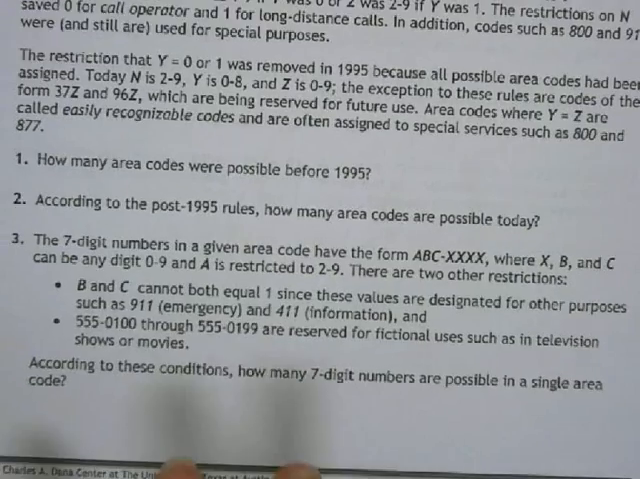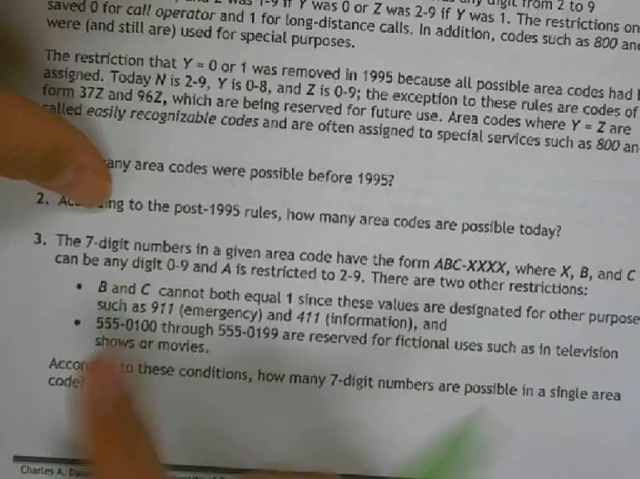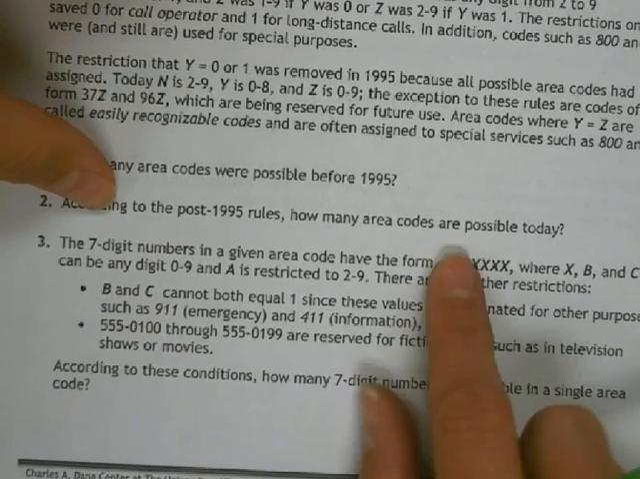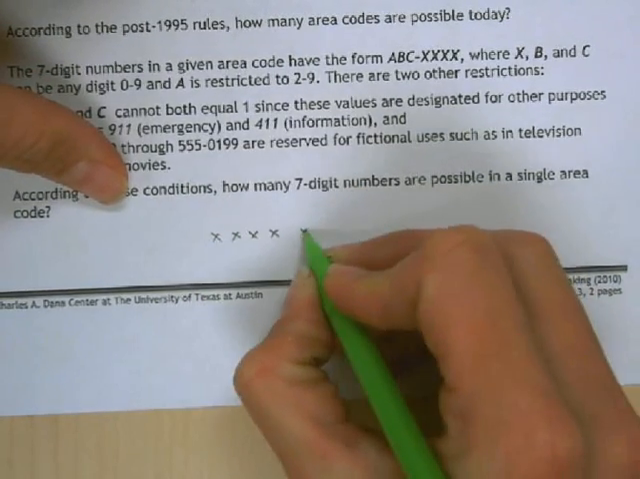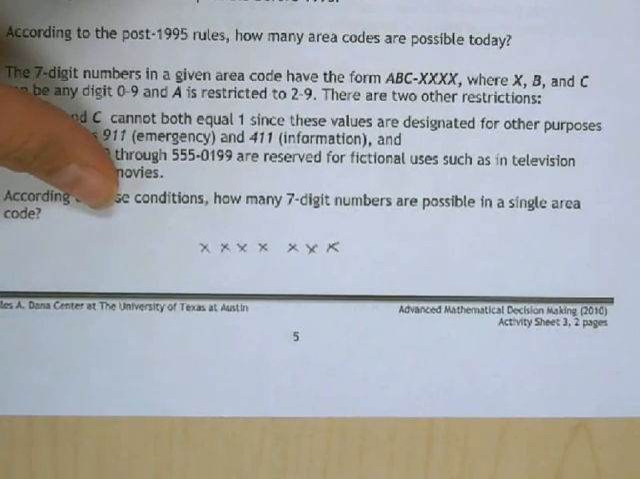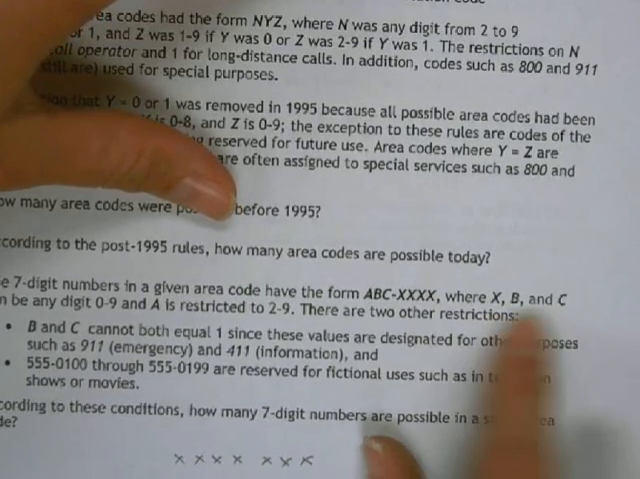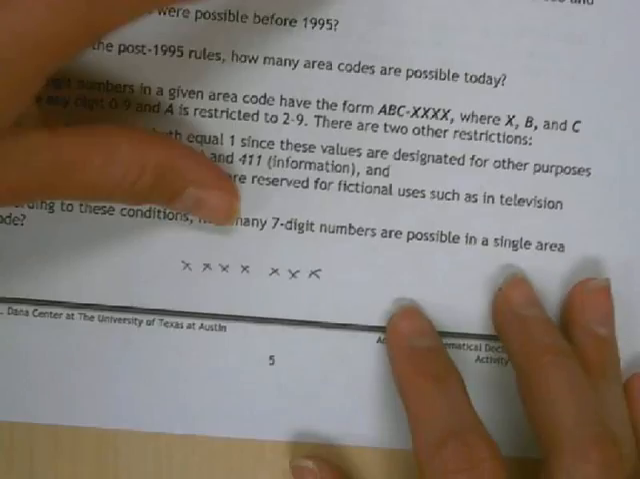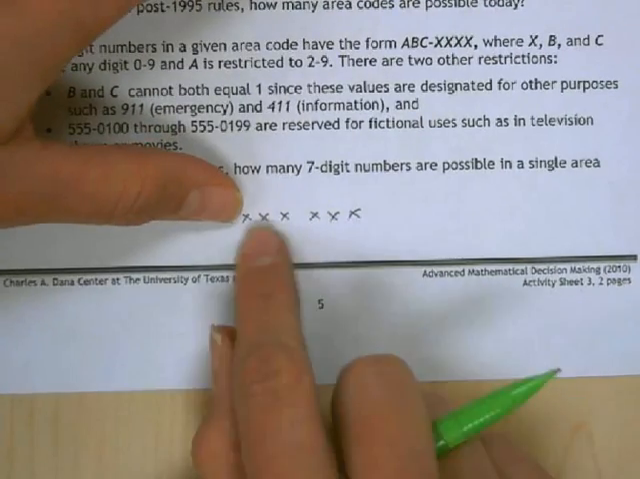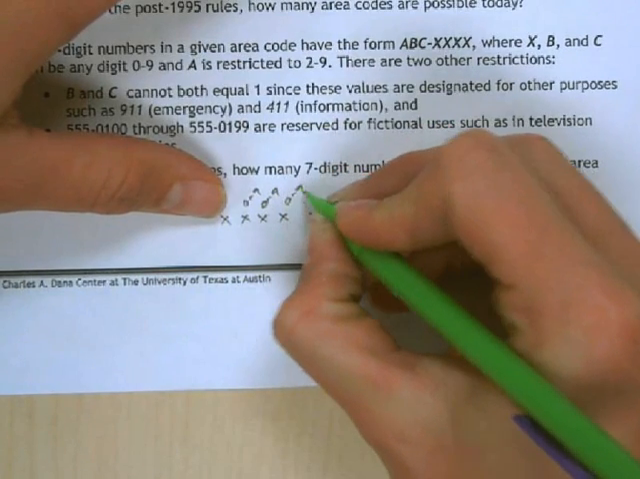A 7-digit number tells me that I should have 7 digits laid out. They lay it out for me, but even if they don't, you can always lay it out yourself: 1, 2, 3, 4, 5, 6, 7. We know that X, B, and C, all of these, are going to be any digit from 0 to 9. So all of these down here are any digit from 0 to 9.